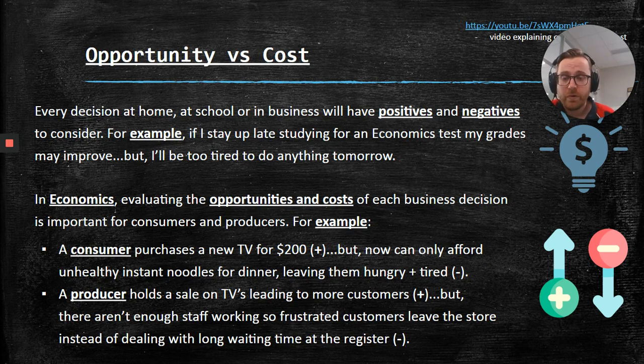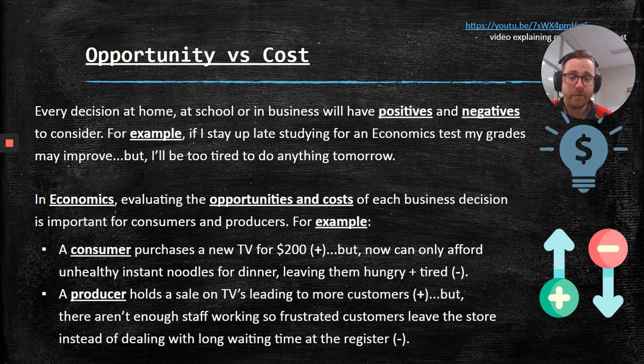So if a producer holds a sale on TVs, that's going to lead to more customers. So that's a positive. They're selling more TVs because of this big sale. Super. But maybe one of the costs they have is there aren't enough staff working in the store. You've seen that before, like on Boxing Day sales. There's all these customers and there's like 3 people working in the store and they're just kind of like, "Oh, I don't know what to do."